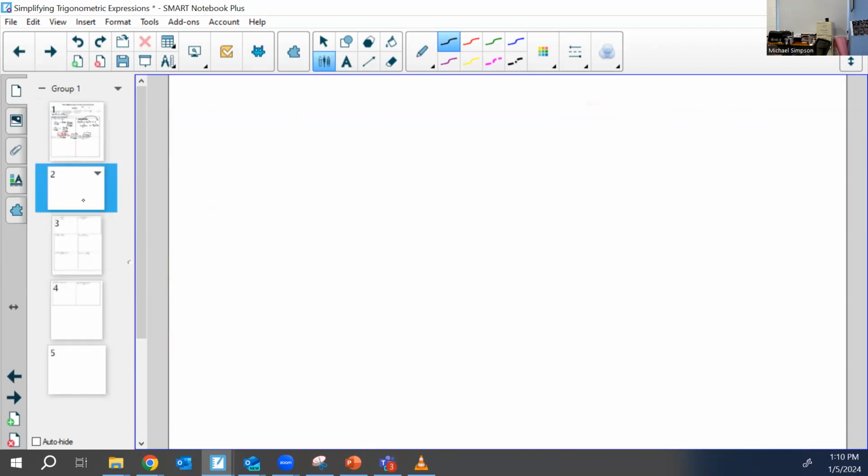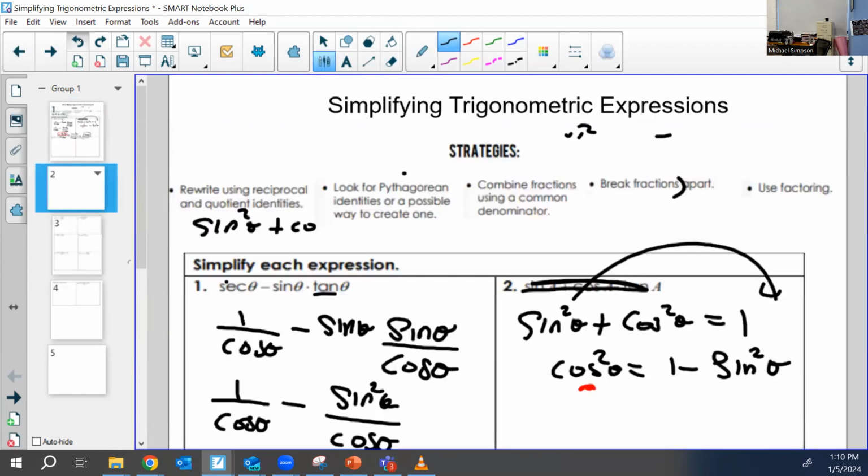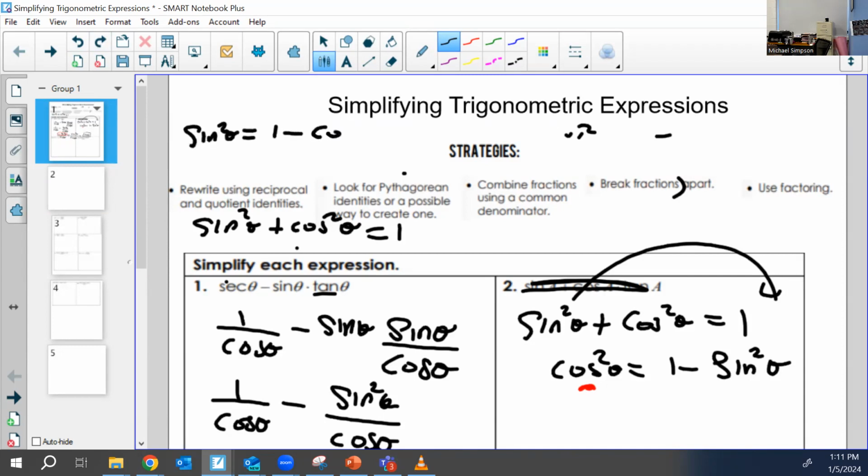Well, I can rewrite this as sine squared theta is equal to 1 minus cosine squared theta. Same thing, I'm just rewriting it. Or it can be cosine squared theta is equal to 1 minus sine squared theta. So you have to be able to recognize that these are the same equation, just written differently.